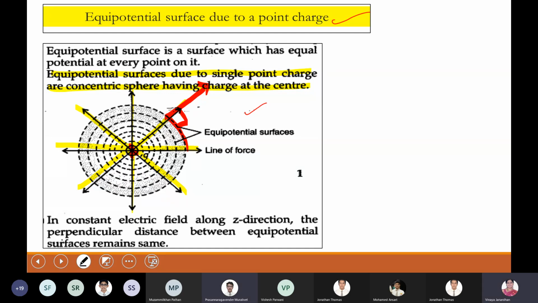Ma'am, should we draw the figure? Yes, you need to draw, boys. Draw the diagram. Not so many equipotential surfaces, at least 3 or 4. That's more than enough. It should be up to your scale measurements, with pencil and scale, because these are all 1 mark questions which come in your examination.